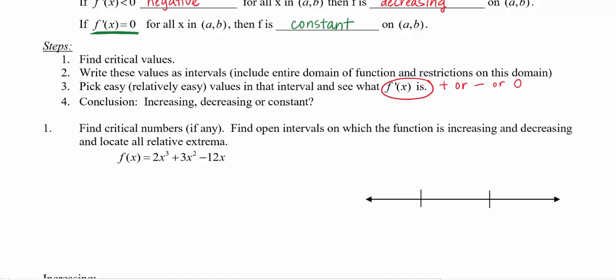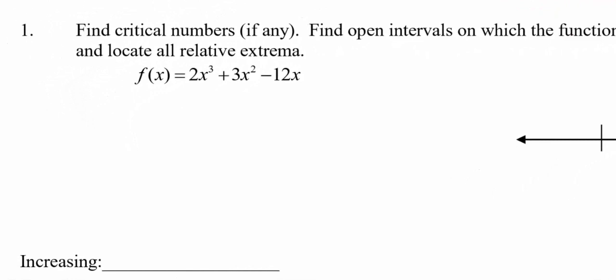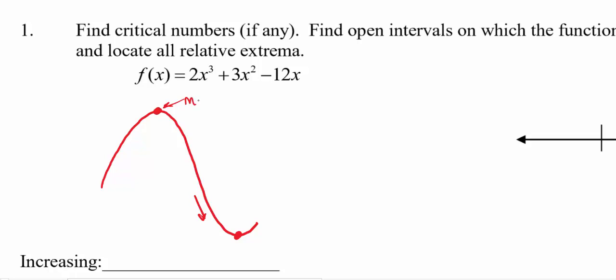So first one says find critical numbers, if any, and then we're going to find open intervals on which the function is increasing and decreasing and locate all relative extrema. It is also important to note that increasing and decreasing have more to do with relative maximum and minimum than their actual placement. So for example, I increase to a max, I decrease to a min. So I would call this down here a relative min, not necessarily just because it's below that relative maximum that I would call up here.